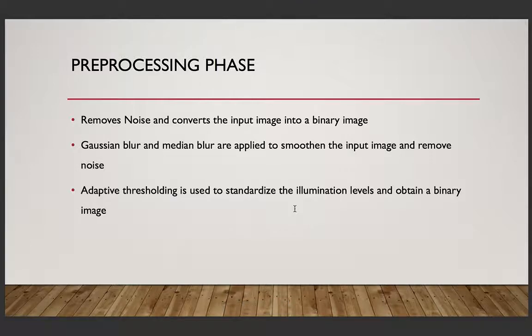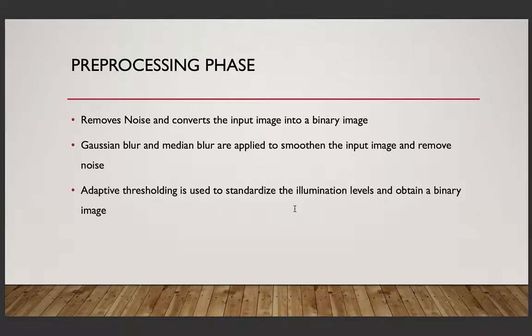Now we talk about the pre-processing phase. The pre-processing phase is where we remove unnecessary information and prepare the image for text identification. Specifically, in this phase, we try to remove the noise which is present in the image, and we try to highlight the textual part of it.